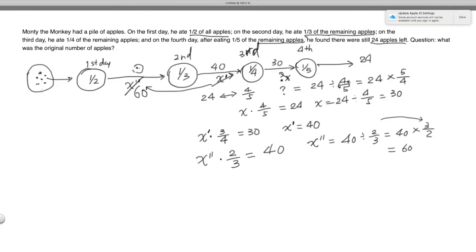Let's put this a little bit more formally. Let's assume this is y. We want to calculate y. y times 1/2 equals 60. So y equals 120.